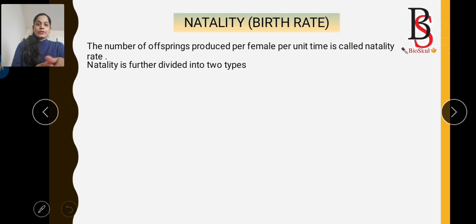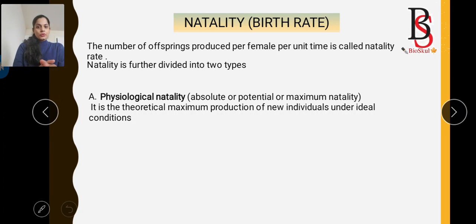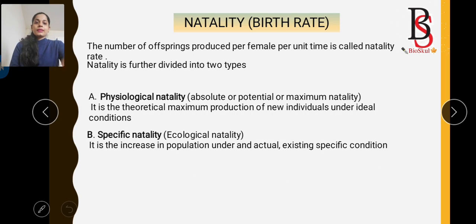Natality is divided into two types. The first one is the physiological natality, which is also known as the absolute or potential or maximum natality. It is defined as the theoretical maximum production of new individuals under ideal environmental conditions. Then the second one is the specific natality or ecological natality. It is the increase in population under specific environmental conditions, like the availability of natural resources, and the age and the size of individuals.